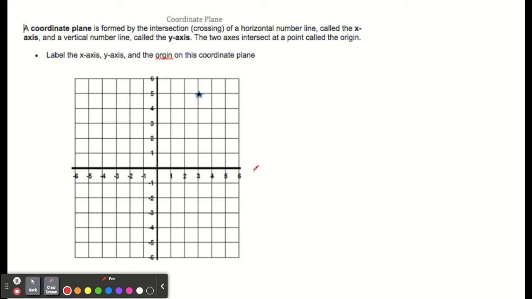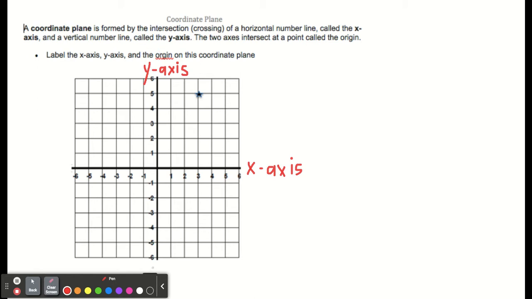The horizontal number line is called the x-axis. So this number line right here is the x-axis. I'm going to go ahead and label that. And the vertical number line is the y-axis. It's important that you know which number line is x and which number line is y. So horizontal is x, vertical is y.